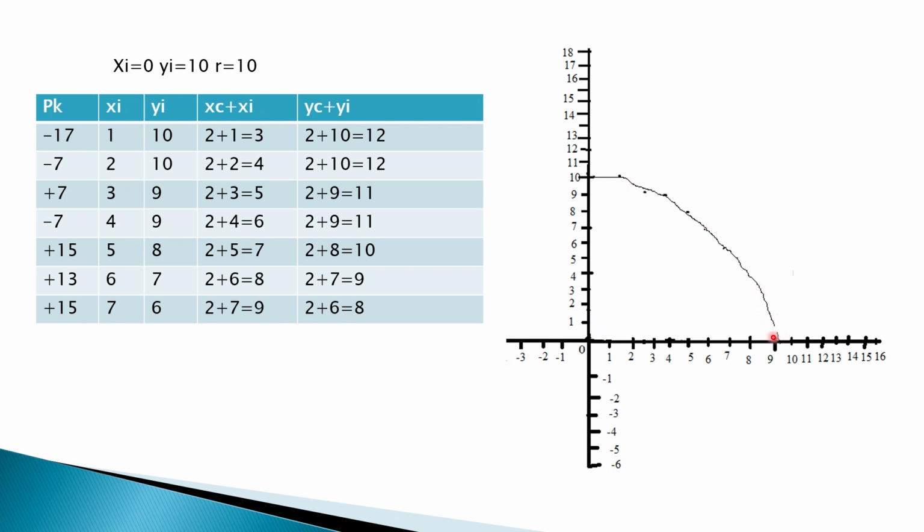curve, right? So x of c, y of c have been given the value 2, right? Both values are taken as 2. We just add the xi values with plus 2 and yi with plus 2. After this, by adding all the 2 digits, we can form a curve.